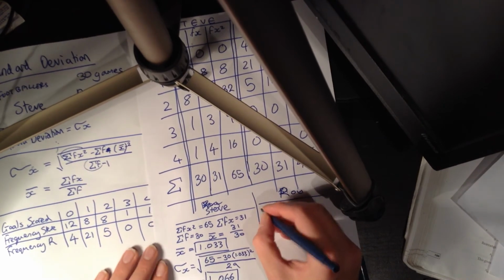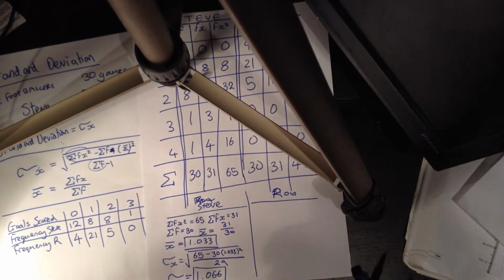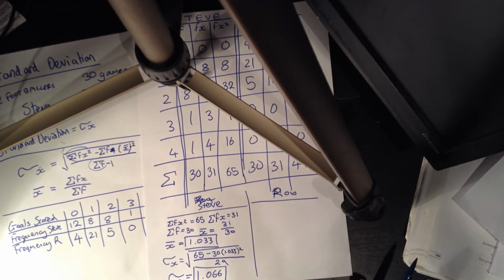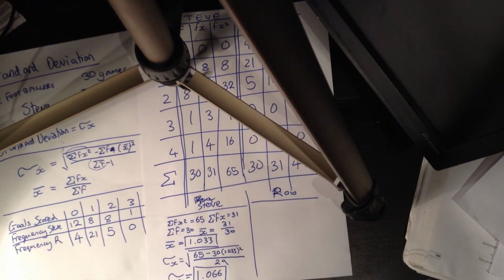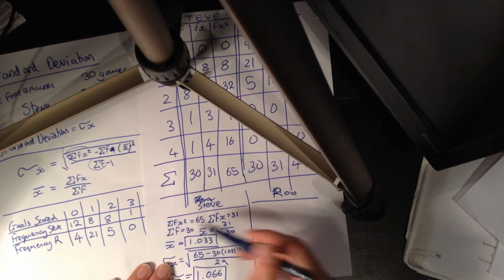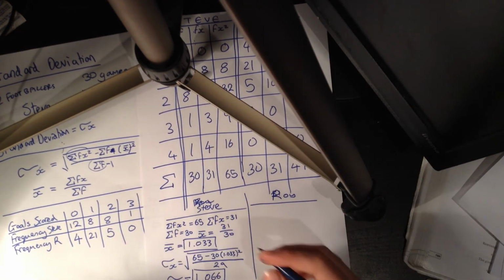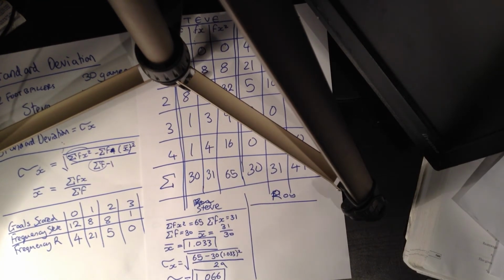So that is actually the standard deviation of Steve. So on average, he scores 1.033 goals, but then also on average he deviates by 1.066 from his average of 1.033. Basically what it means here.